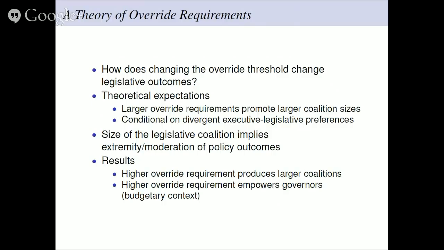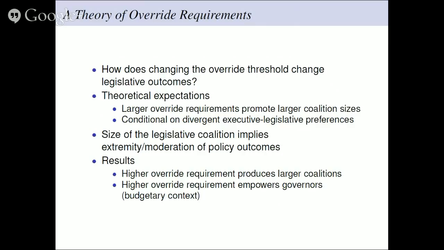However, as I'm going to demonstrate, this is conditional on the preferences of the executive relative to the legislature. In other words, the veto override requirement will not have a significant effect on coalition sizes when the executive and the legislature have similar ideological preferences.